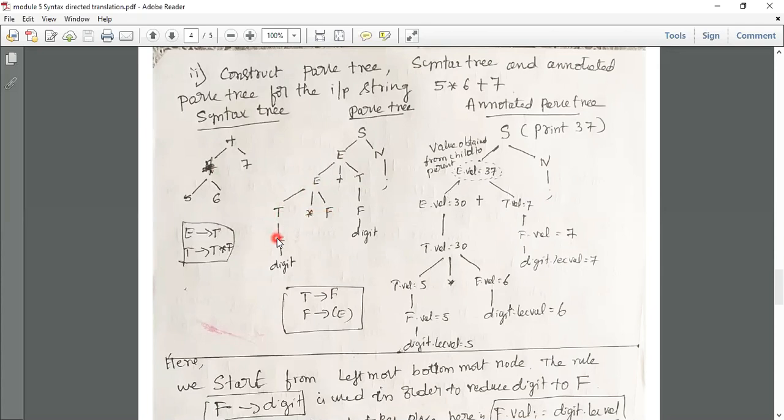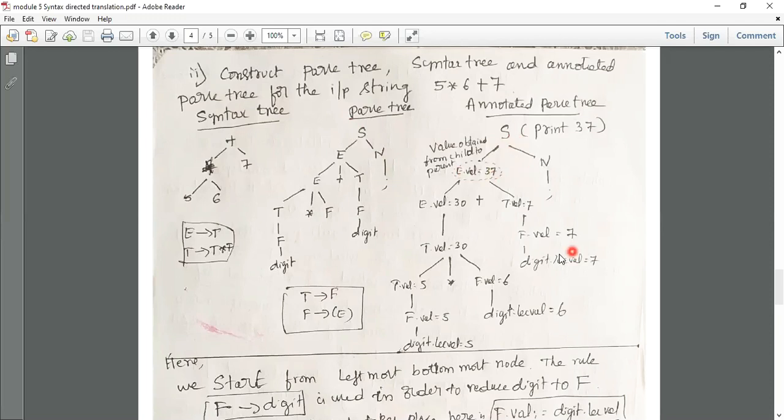And then T to F, F to digit. We end with all the symbols, finally ending with a digit. F to digit, here also F to digit, N ends with a semicolon. Final answer will be at the S. So, the annotated parse tree, your computation.